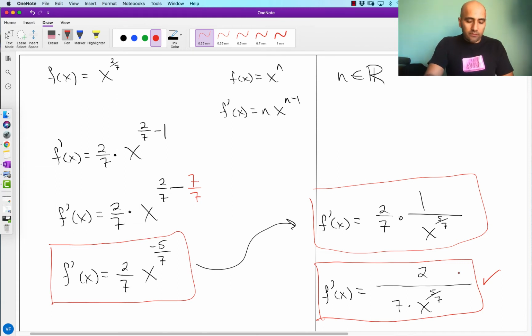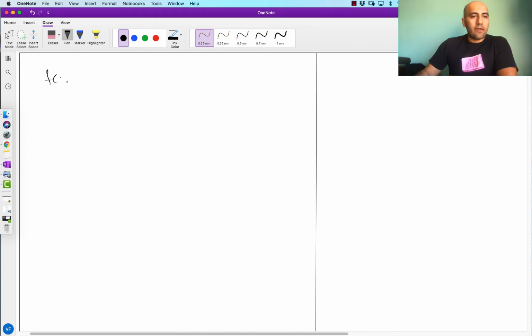Okay, let's do another one. What if f of x is given as 1 over x to the 5th power, and we want to find its derivative? Find f prime of x.